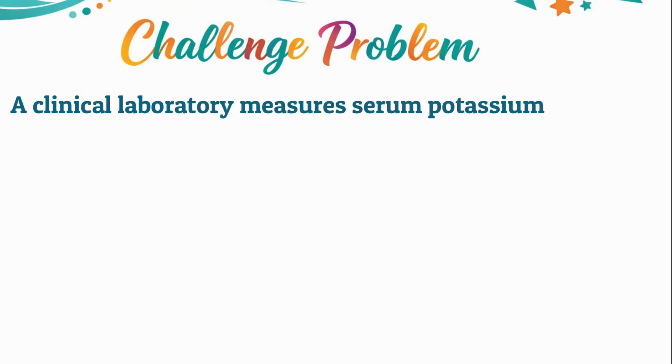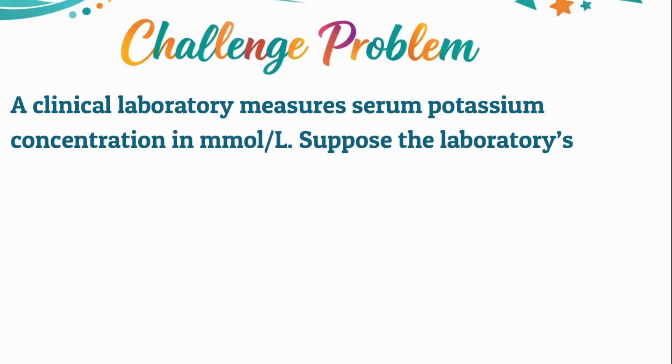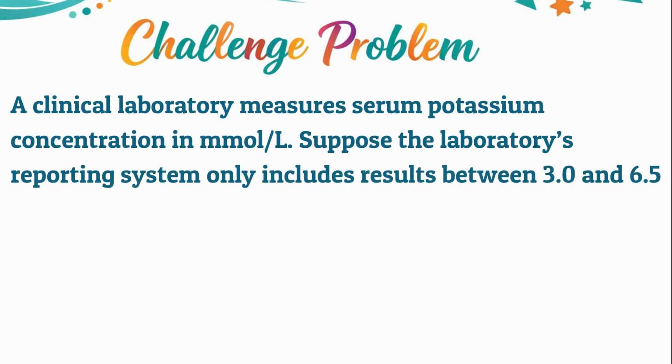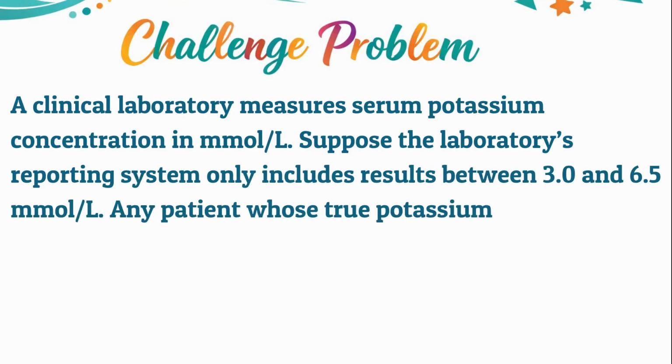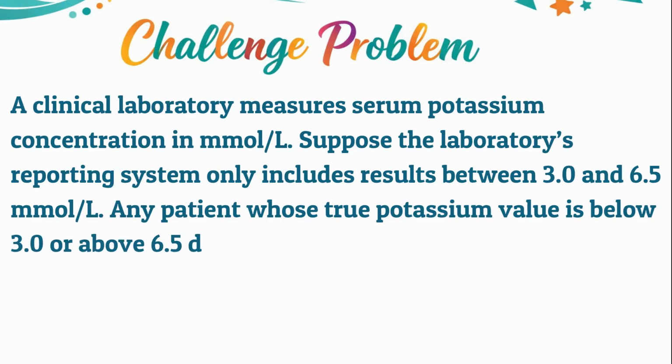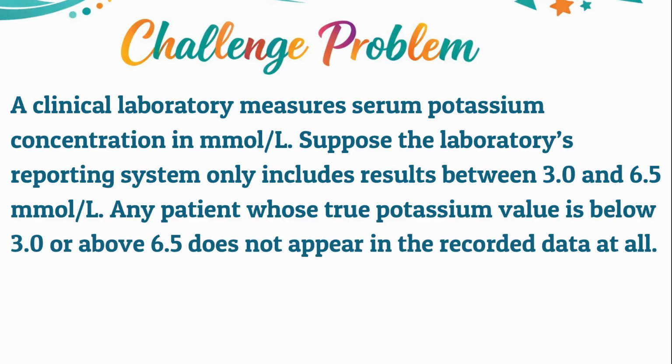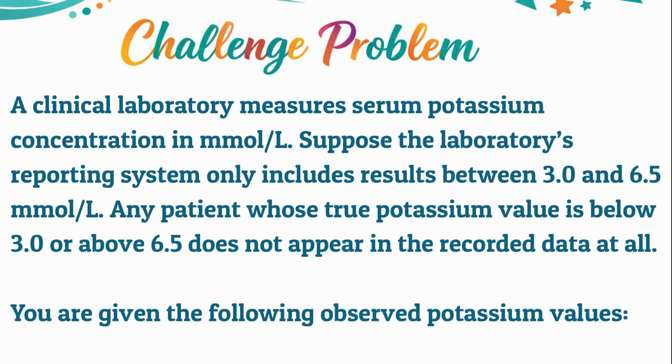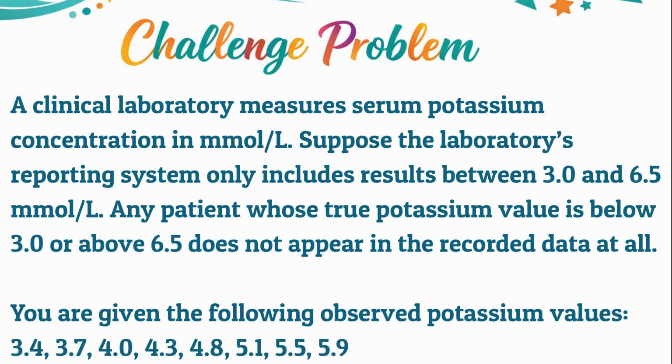Now here's the challenge problem for today. A clinical laboratory measures serum potassium concentration in millimoles per liter. Suppose the laboratory's reporting system only includes results between 3.0 and 6.5. Any patient whose true potassium value falls below 3.0 or above 6.5 does not appear in the recorded data at all. You are given the following observed potassium values: 3.4, 3.7, 4.0, 4.3, 4.8, 5.1, 5.5, and 5.9.